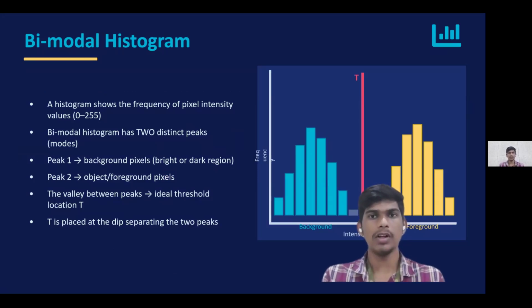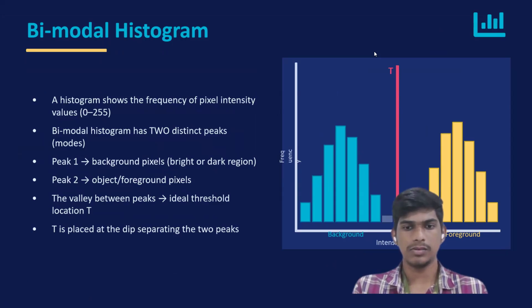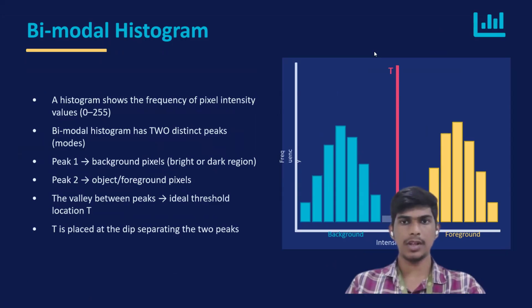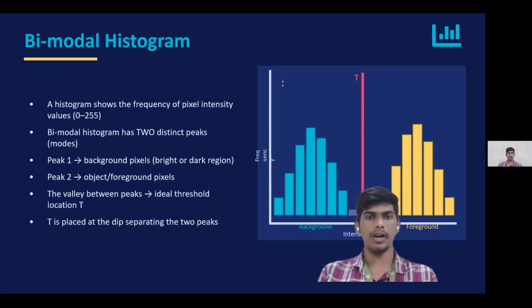Coming to the bimodal histogram, we have two phases, background and foreground. For example, let's say an image will be divided into two parts, background and foreground. The image's intensity values are plotted based upon their frequency as a histogram. The x-axis is the intensity level 0 to 255, and the y-axis is the frequency. So the histogram shows the frequency of pixel intensity values ranging from 0 to 255.